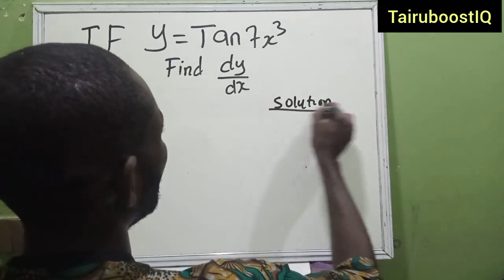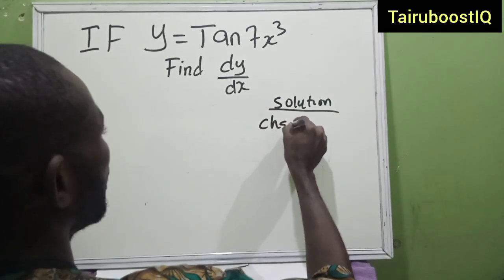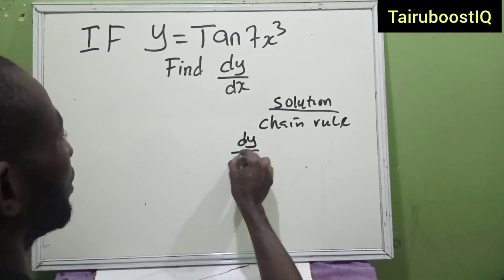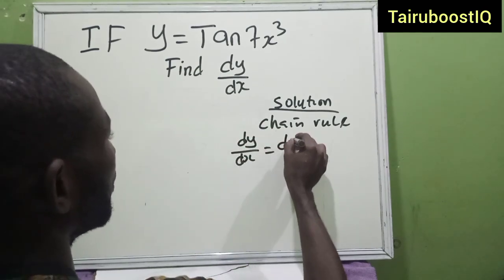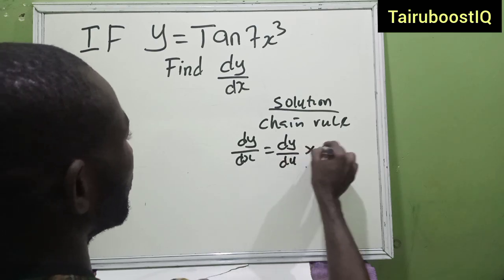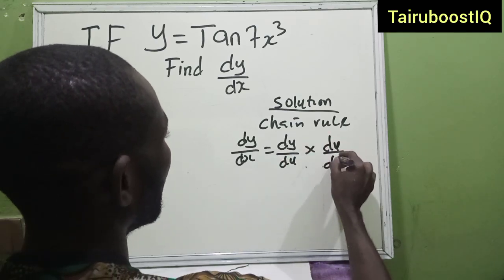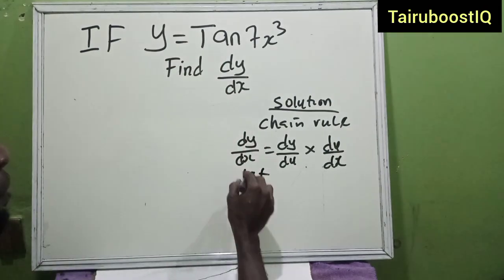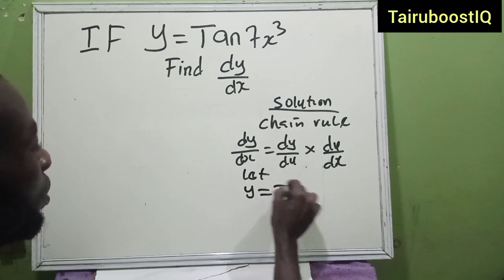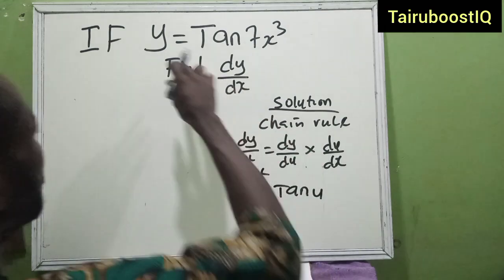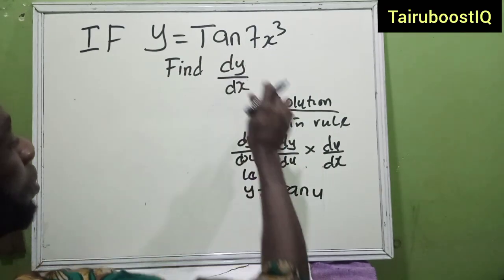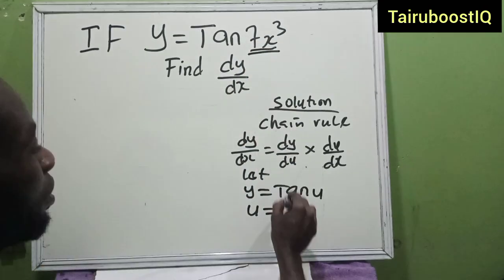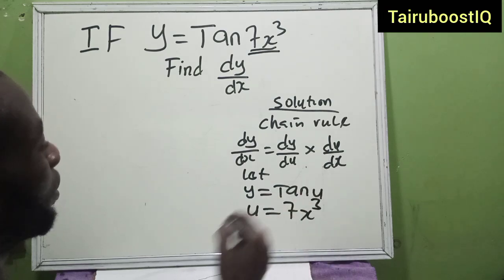And what formula are we going to use? We are going to use what we call the chain rule, and the chain rule states that dy over dx is equal to dy over du times du over dx. So what we are going to do first, we are going to select our y to be equal to tan u, and we are going to make our u to be equal to the function in front of tan, which is 7x raised to power 3.